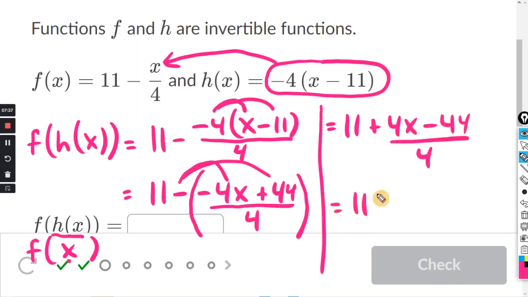Okay, we have 11. We have a common denominator. 4x divided by 4 is just x, and negative 44 divided by 4 is negative 11. Remember, when you have a common denominator and you cancel, that denominator is applied to both terms in the numerator. So we have 11 plus x minus 11. Now combining like terms, 11 minus 11 is gone, and we are left with x.